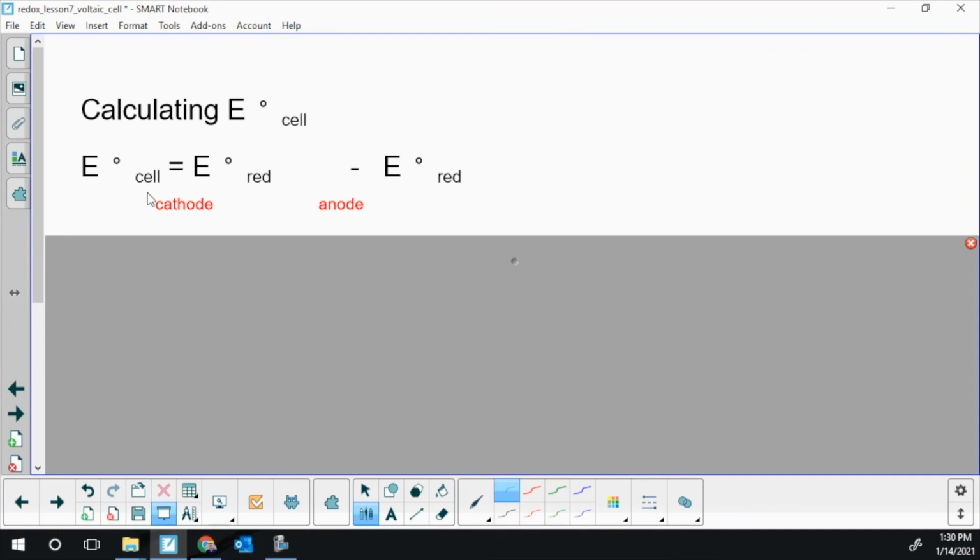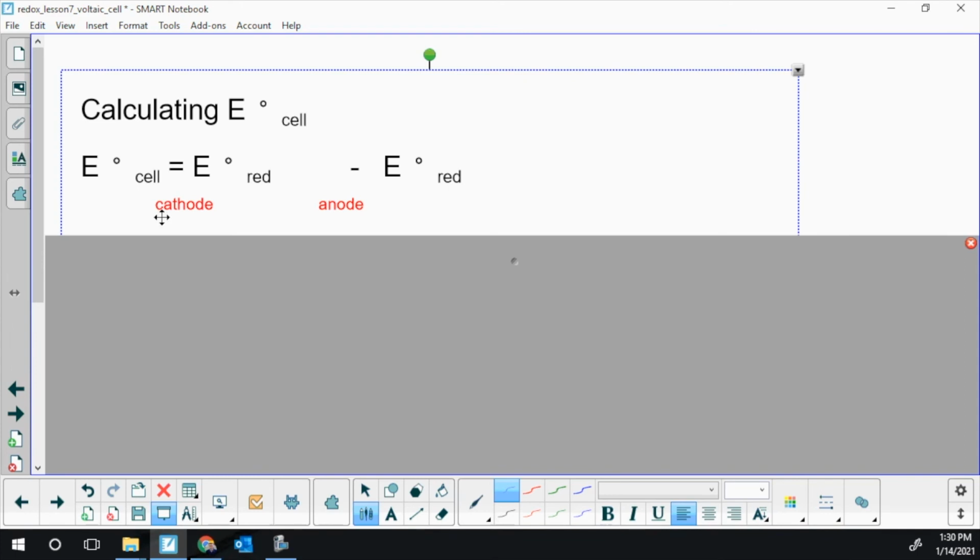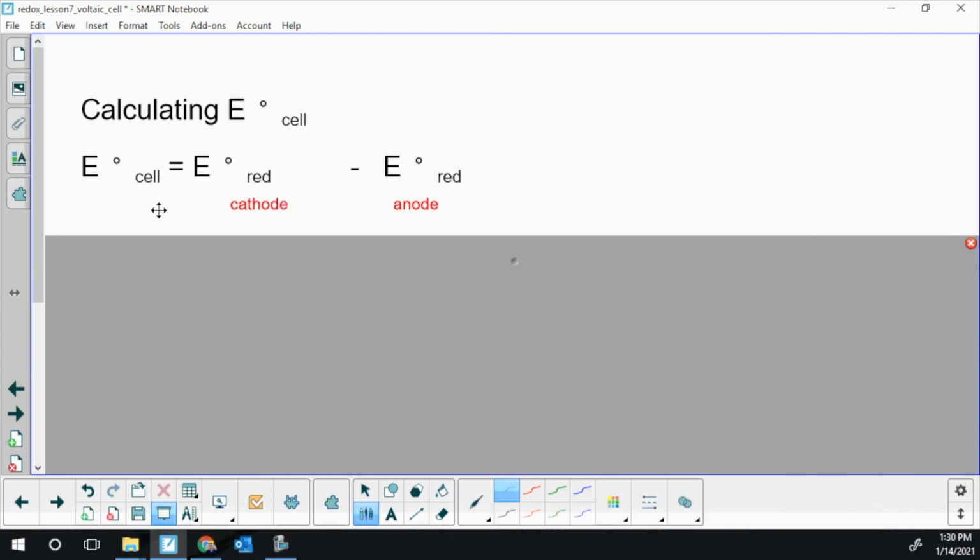So what do we do with the two numbers in the table? To get the E0 cell, which is our voltage, we've got to look up the E0 reduction. Okay, well that is this. This is a reduction table. The E0 voltages are these numbers.